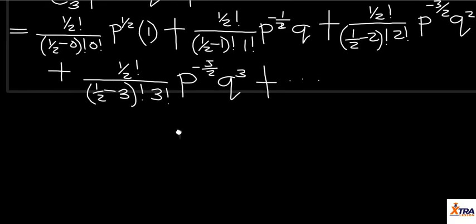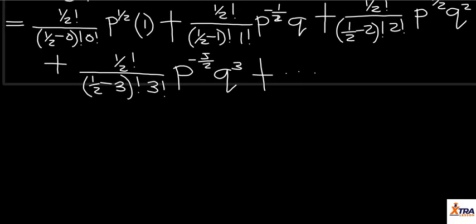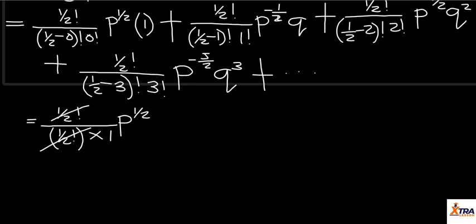From here, we can simplify further to say this becomes 1 over 2 factorial over 1 over 2 factorial times 1, p raised to the power 1 over 2. This cancels out. We move on. We have, this is 1 over 2. From our knowledge of combination, you can see 1 over 2 times 1 over 2 minus 1. We are going to stop here because we have seen something we can use to cancel at the denominator side.